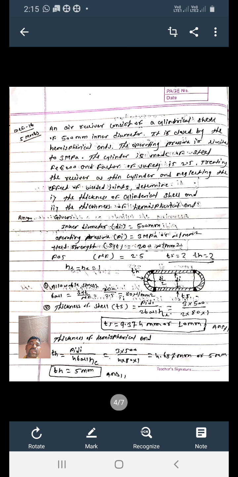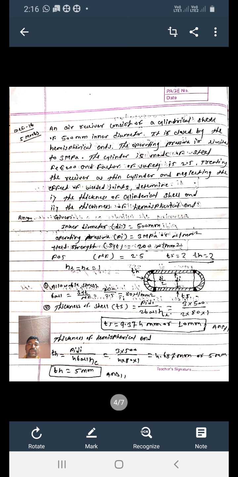Okay, I will draw one figure here. See that figure. There are two hemispherical ends joined with the shell. The thickness of the hemispherical end I have considered as TH, and the thickness of the shell as TS, and the inner diameter of the shell is denoted by DI, and the radius of the hemispherical end I have written here as DI by 2.